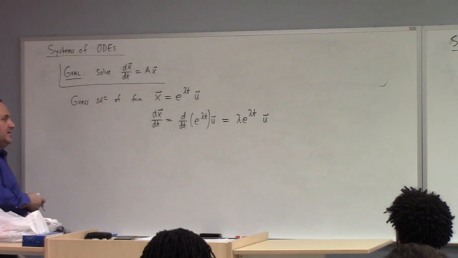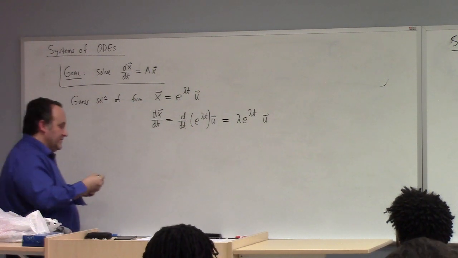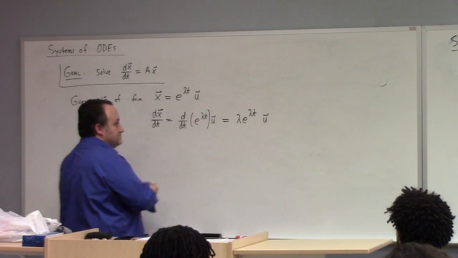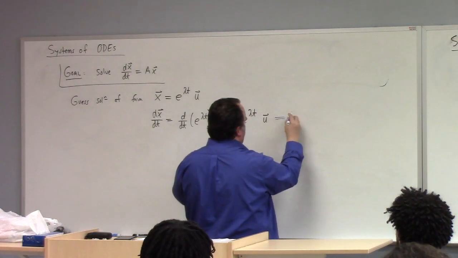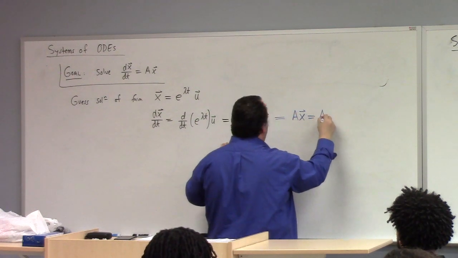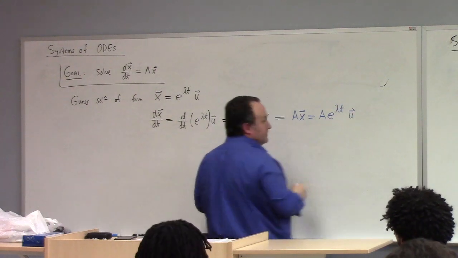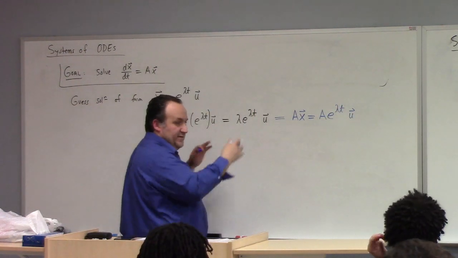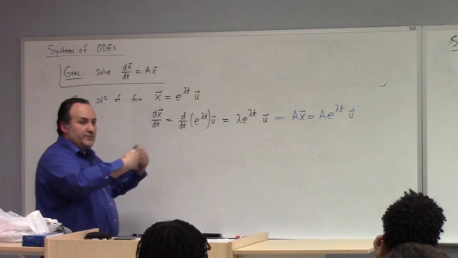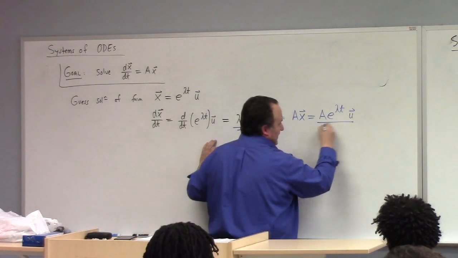All right. This has to be equal, if it's a solution, to what? Ax, right. But for our x, that is A e to the lambda t times u. This is what we must solve in order for it to work. So we have this equal to that.